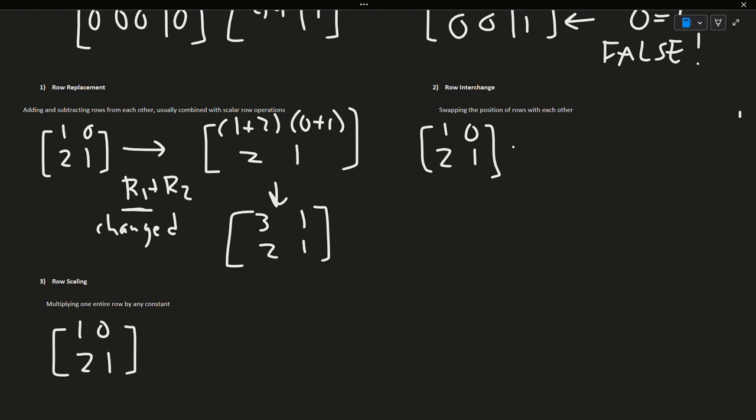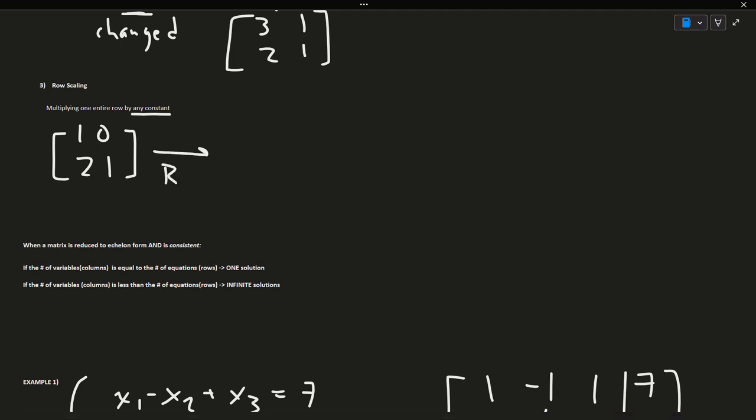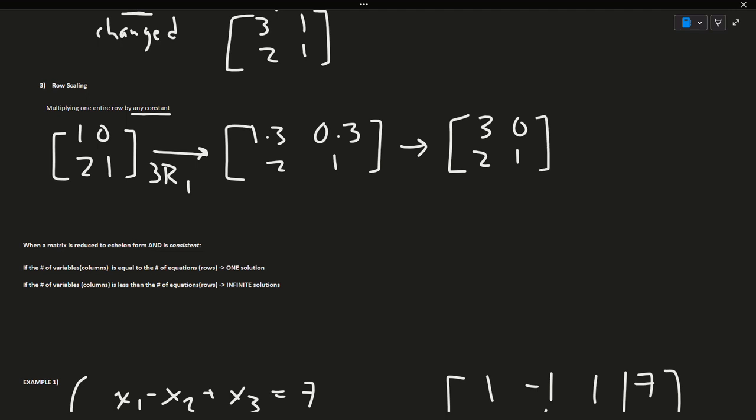Row interchange is just when you swap two rows with each other. So row 1 becomes row 2 and row 2 becomes row 1. Pretty straightforward. Row scaling is when you multiply an entire row by a constant. It can be whatever constant you want, but you want to pick constants that will help you cancel out other elements in other rows because you want this matrix in echelon form.